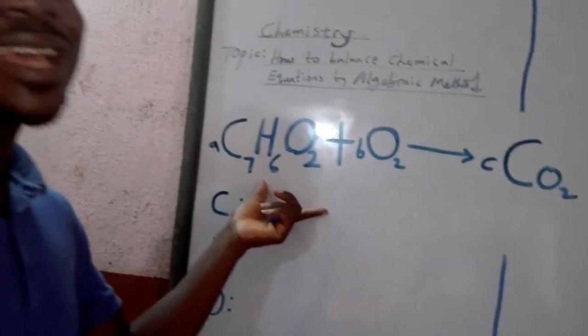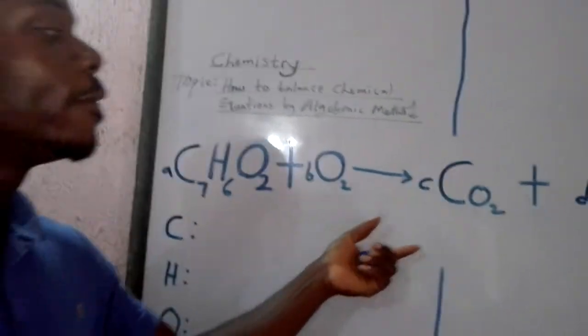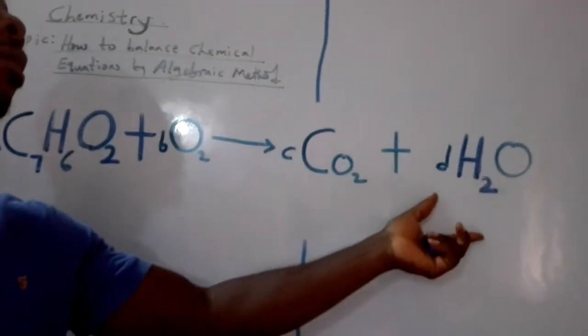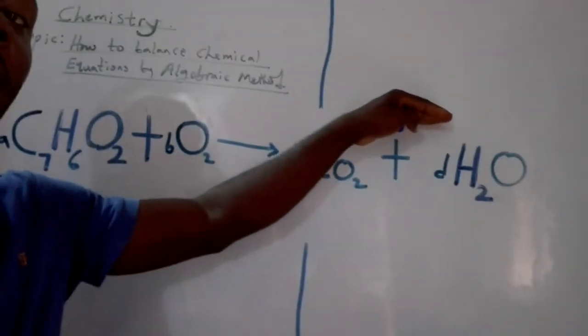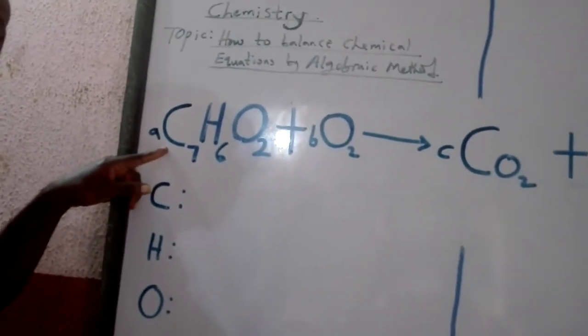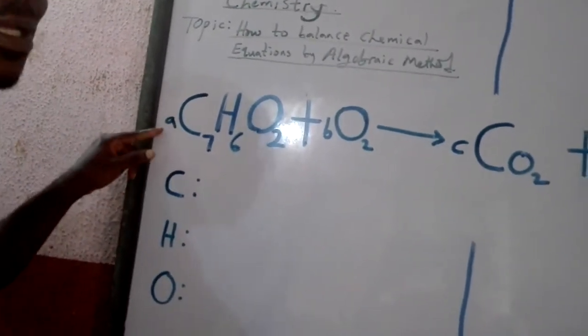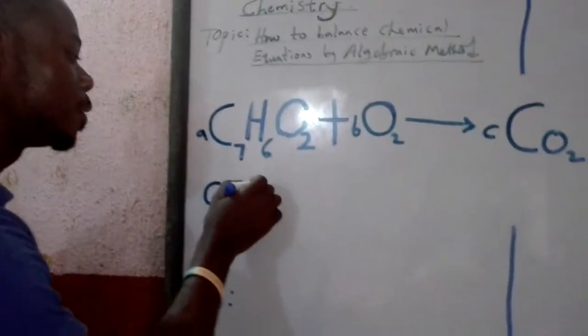Now what is the name of this compound? This is benzoic acid reacting with oxygen to give us carbon dioxide and water. Remember that this is the reactant side and this is the product side. So now let's start. We have 7 carbon atoms here. So you multiply that 7 by letter A because you are deriving an equation for each compound. So you have 7A.